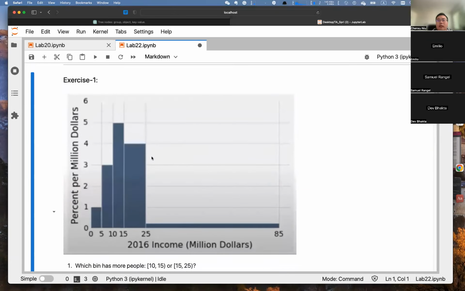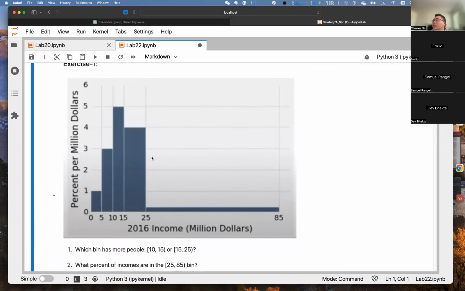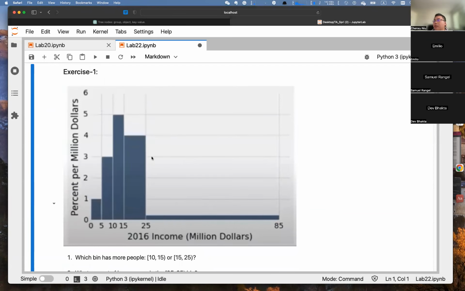So the first one is an exercise about histogram figures. In our previous labs, we learned how to select the bin number and draw histograms, right? But this figure is a little bit different. You see, the widths of the bins are not equal.